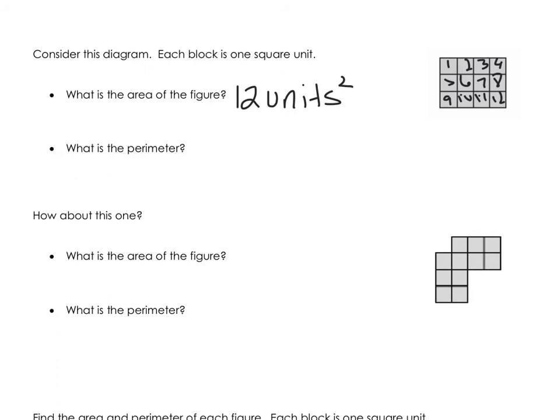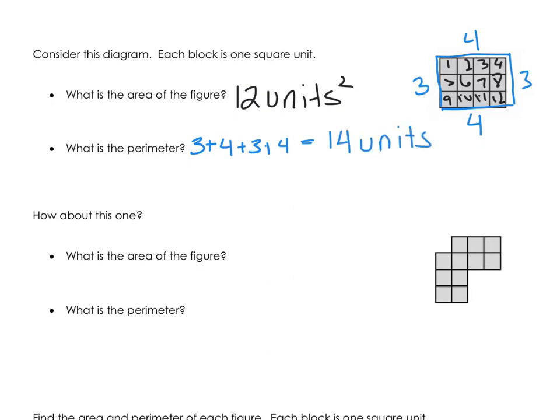Now let's think about the perimeter. Do you see how this is 3, and this is 4 units, and this is 3, and this is 4? So the perimeter is going to be 3 plus 4 plus 3 plus 4. That's going to be 14 straight up units. So notice, again, the area is in units squared. Perimeter is in straight units. I'm going to talk an awful lot about units here.